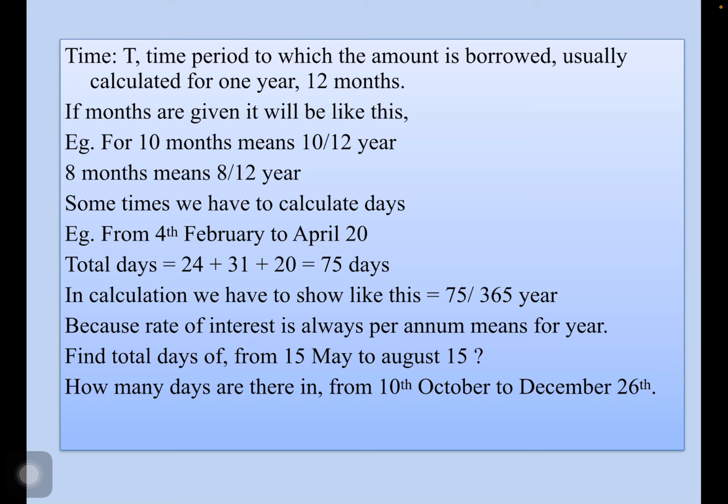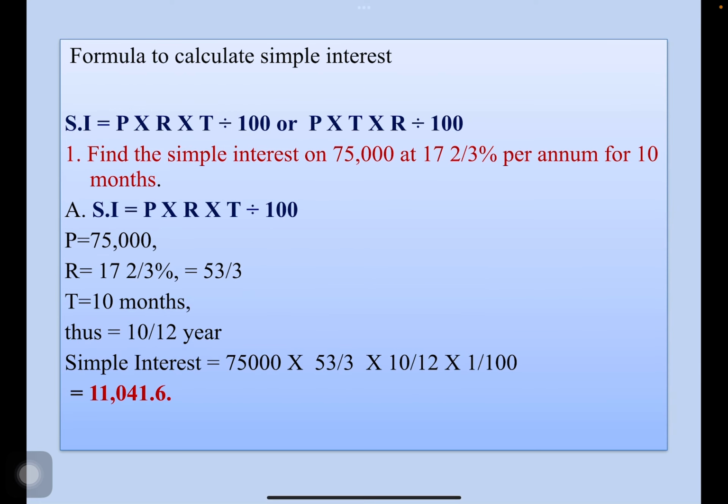So, how to put it in the calculation? We have to show 75/365 year, where 365 is days. Is it clear to you? Because the rate of interest is per annum, for a year, we have to put it as 75/365 year. Now, I gave here for you to practice. Find total days from 15th May to August 15th. How many days are there from 10th October to December 26th? You calculate.